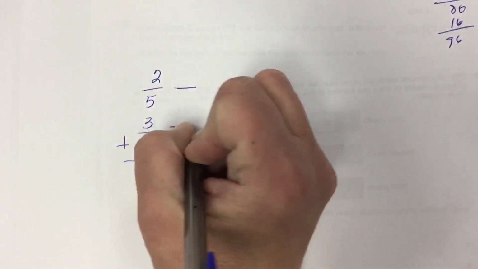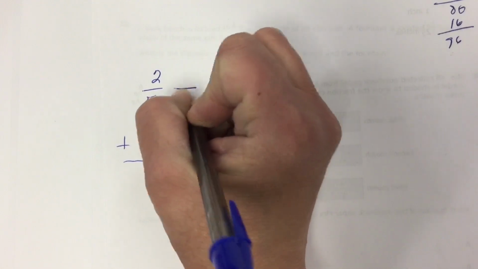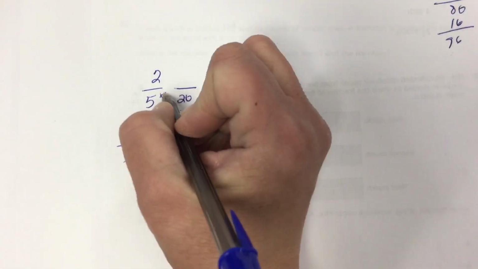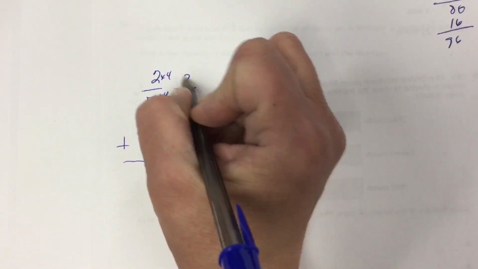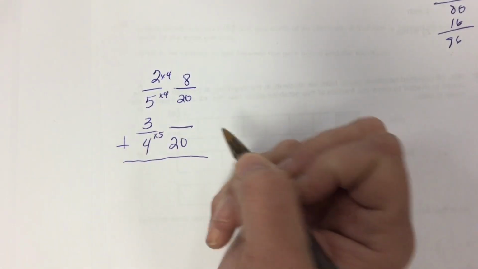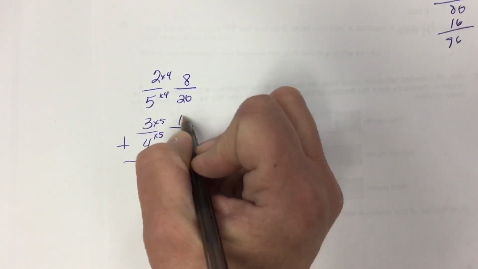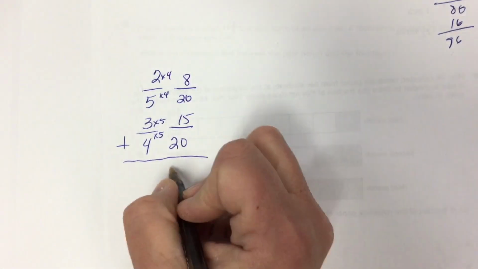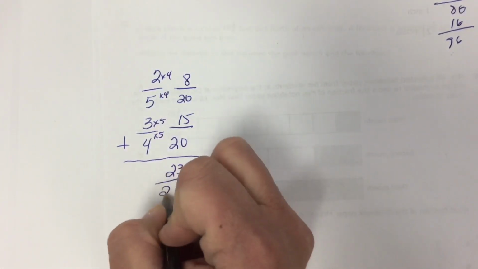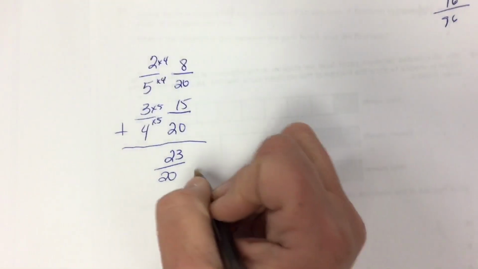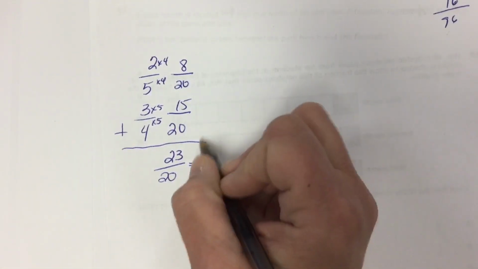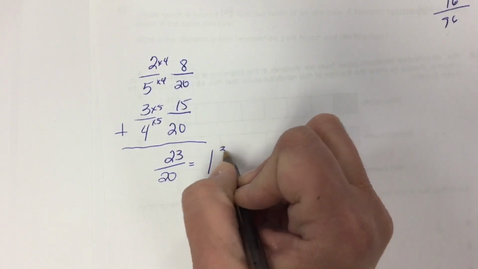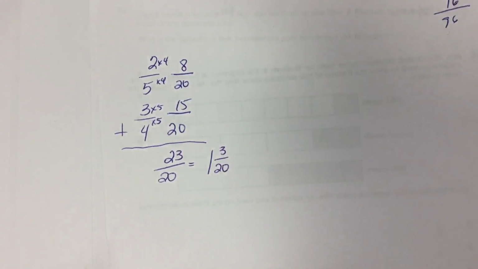Okay, so your common denominator should have been 20. 5 times 4 is 20. 2 times 4 is 8. 4 times 5 is 20. 3 times 5 is 15. You add and you get 23 over 20, which is improper. So then you convert. 20 will go into 23 one time with 3 over 20 left over.